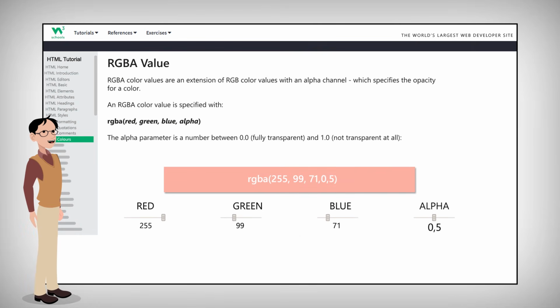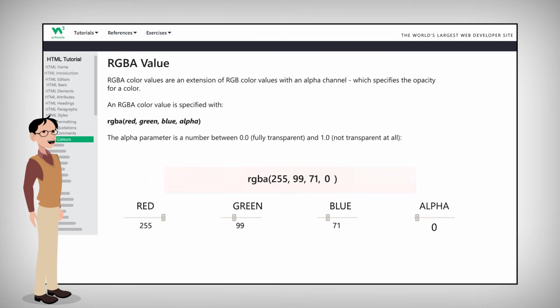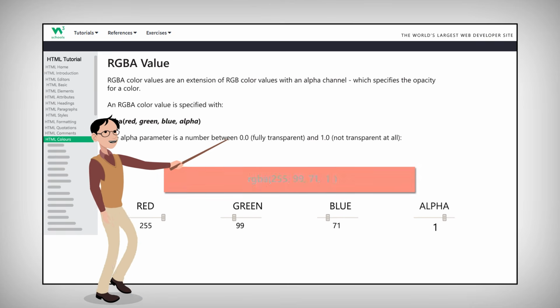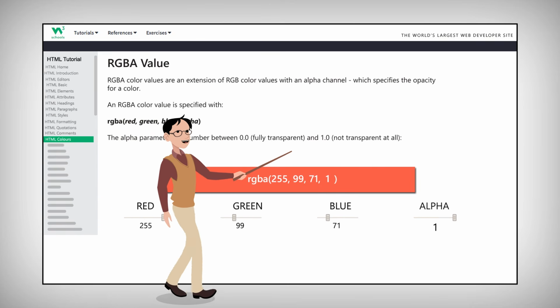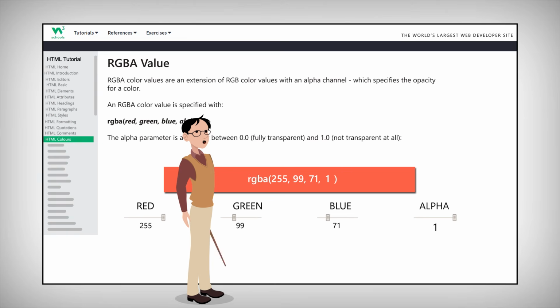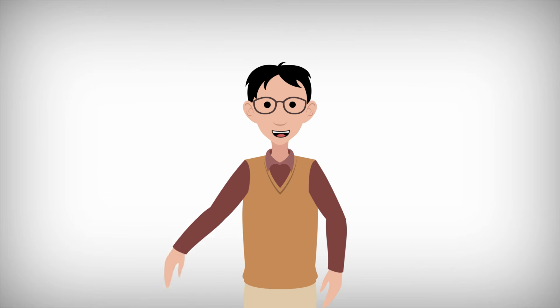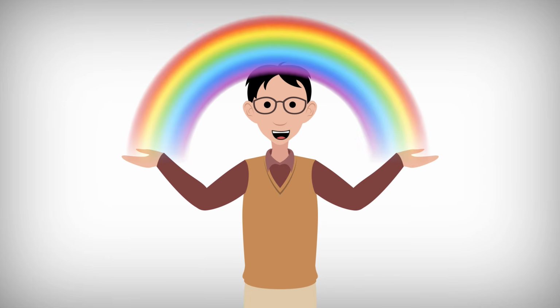There is also an extension of RGB color values with an alpha channel which specifies the opacity for a color. This is called RGBA. The alpha parameter is a number between 0.0, which is fully transparent, and 1.0, which is not transparent at all. And there you are. Now go out and add color to your HTML world.